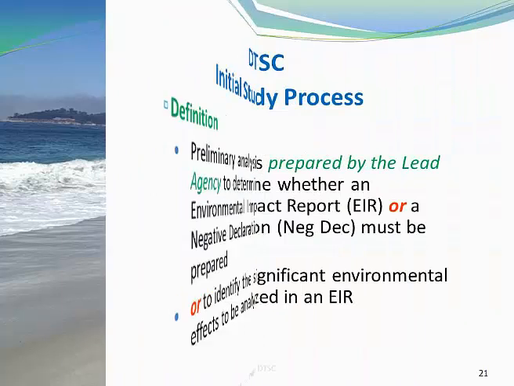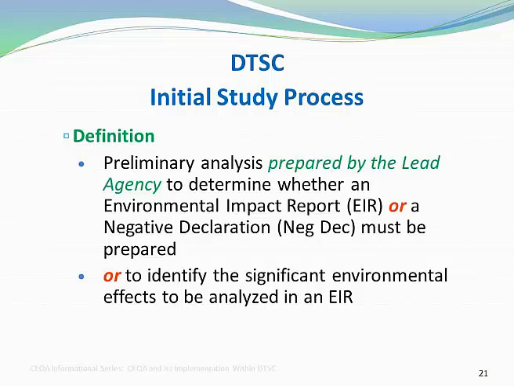Next, I'll give you an overview of DTSC's initial study process. And first, let's start with the definition. An initial study is a preliminary analysis prepared by the lead agency to determine whether an environmental impact report, EIR, or a negative declaration, NEGDEC, must be prepared, or to identify the significant environmental effects to be analyzed in an EIR. In other words, the initial study can be used to reveal which project effects are expected to be significant and require further study for alternatives and mitigation measures.